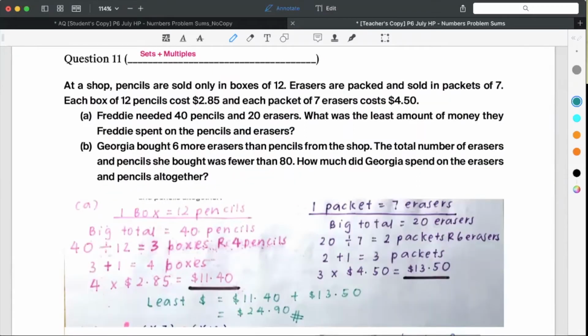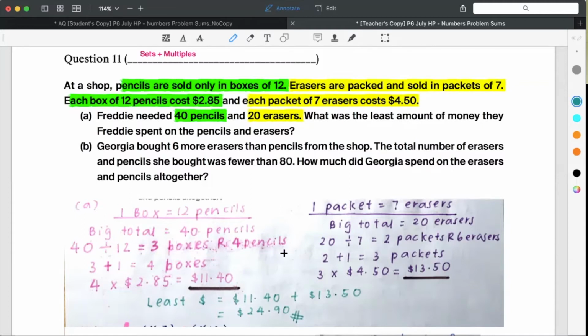Now, let's look at Part A. I have highlighted 40 pencils and 20 erasers. Take note, in a box there will be 12 pencils, and in a packet there will be 7 erasers. If there are 40 pencils, how many boxes of 12 pencils do we have? 40 pencils divided by 12 pencils in the box, you get 3 boxes and remaining 4 pencils.